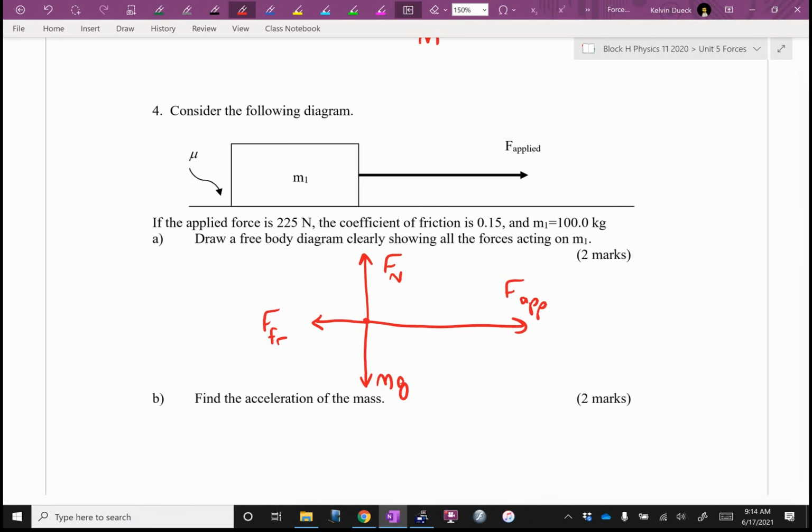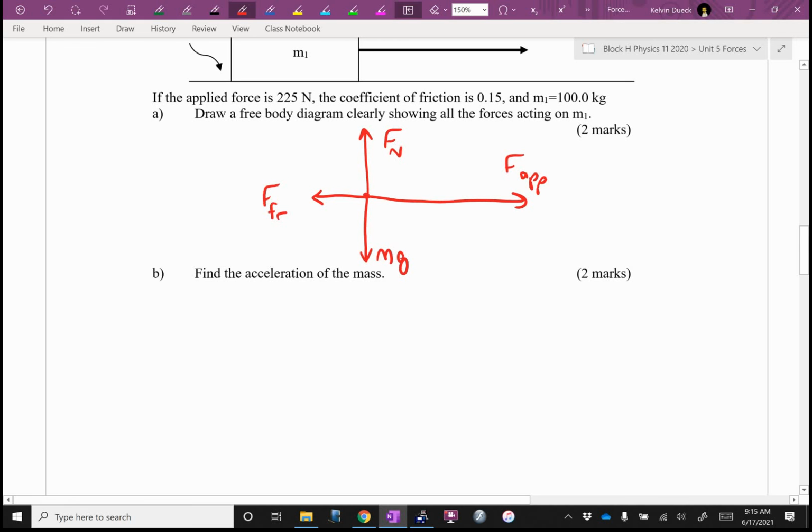2, half mark for each arrow, and I would look for these two to be the same size, and I would look for friction being smaller than F applied. Unless the question said, and is slowing down. If the question said, and is slowing down, which of these two arrows would be bigger? Friction would be bigger, right? Okay. Find the acceleration of the mass. Okay.